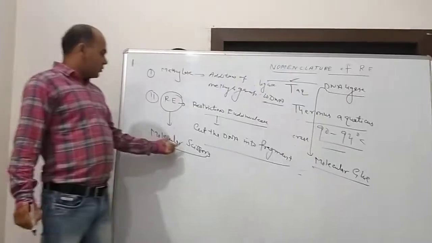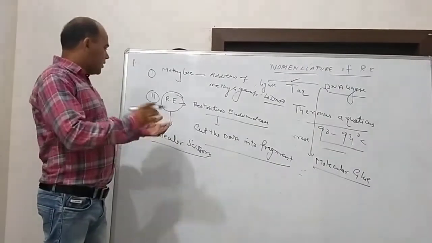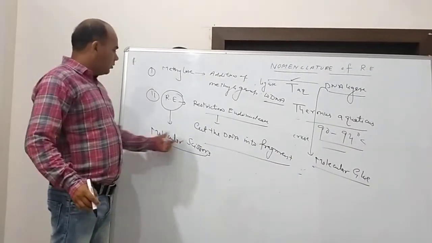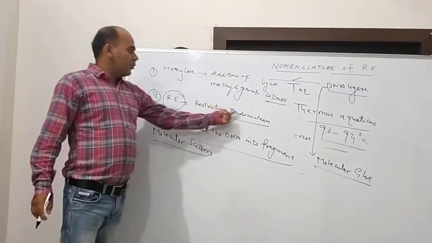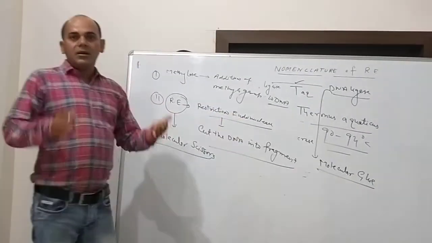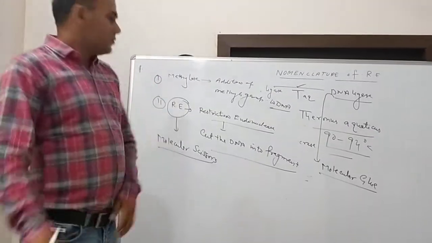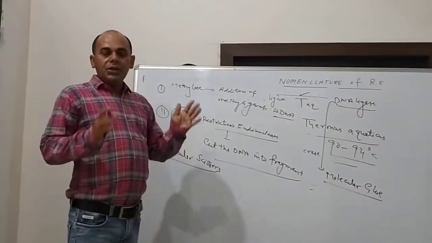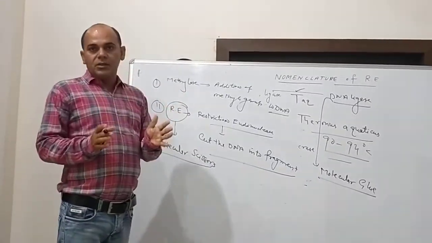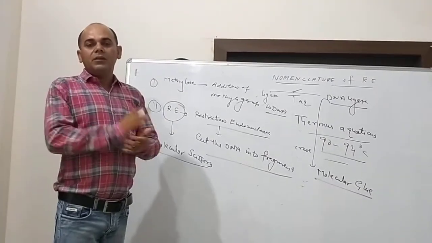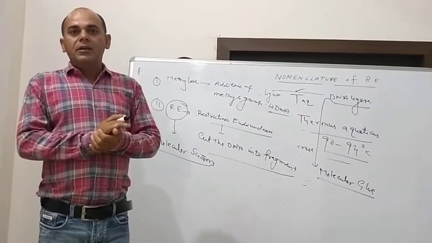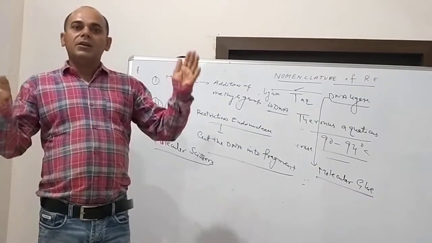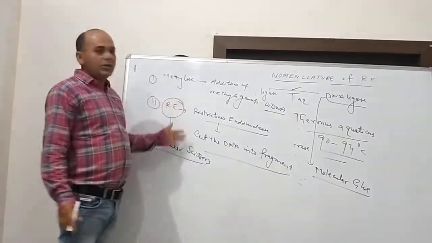So one mark question that may be set: which enzyme in biotechnology is called molecular scissors? The example is restriction endonuclease enzyme. What is their function? Their major function is to cut the DNA into small pieces, into the desired fragment, so that we can obtain the desired piece of DNA, the desired gene, from the total DNA. So these are the functions of the two enzymes.